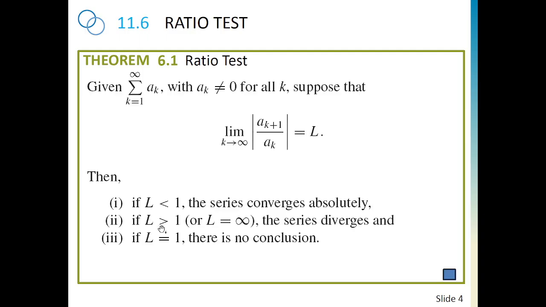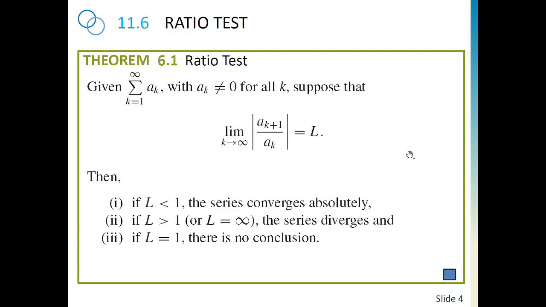When the ratio is converging to some number bigger than 1, or the limit does not exist, then the series is divergent. And if the limit of the ratio is 1, in that situation we cannot conclude anything about the series, and we need to use some other tests.